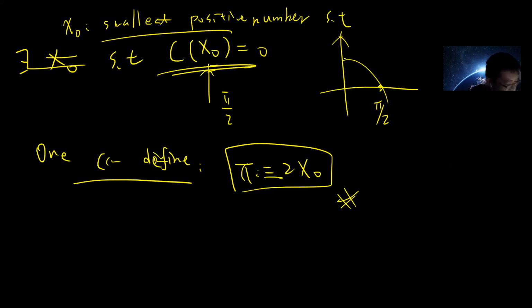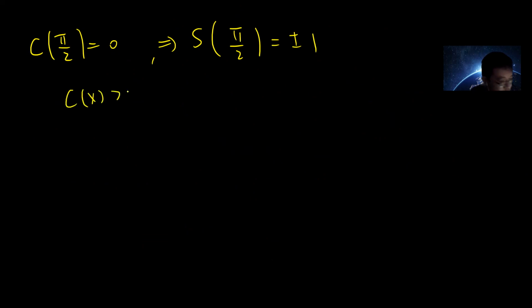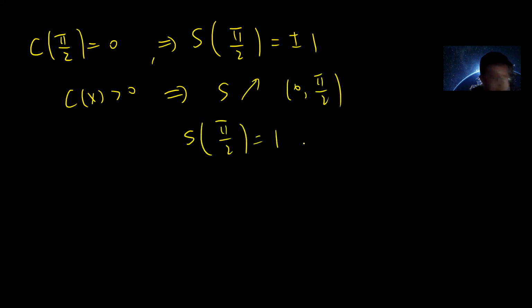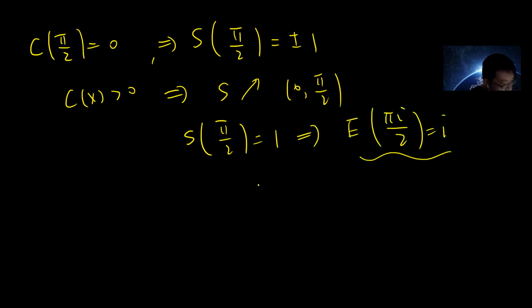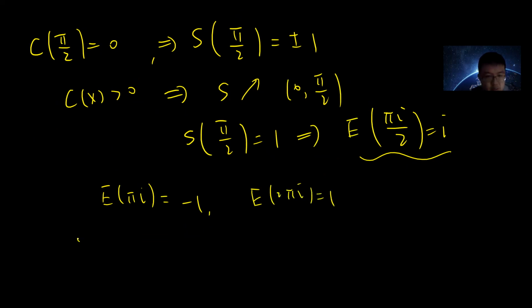Okay, moreover, if you know c of pi divided by 2 is 0, and I define pi to be 2 x zero, it's just a definition. Then you can see that s of pi over 2 is plus or minus 1. But you know that c of x is greater than 0, so s is increasing on 0 to pi over 2. So you get s of pi over 2 is 1. Then you get e of pi i divided by 2 is i. So this is your common result. And then you also get e of pi i is minus 1 because you square it, and e of 2 pi i is 1. So basically you show that e has period 2 pi i.